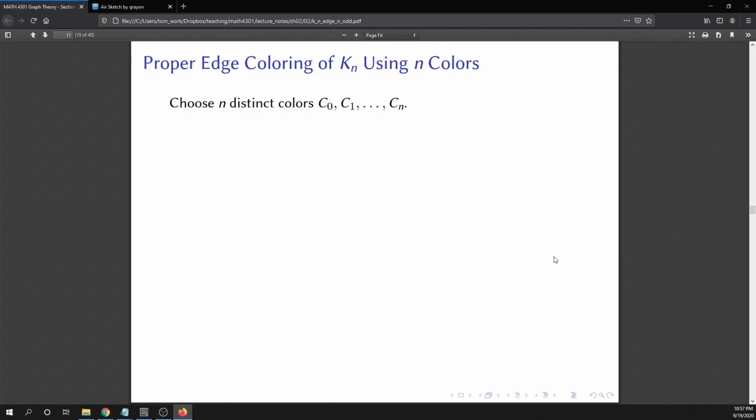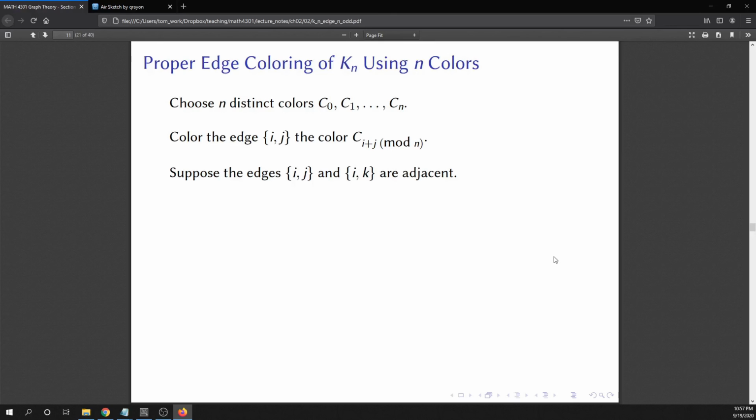All right, and so everything is set up the same. We would choose n distinct colors, C0 through C(n-1). And again, follow the same thing. We are going to color the edge ij the color C sub (i plus j) mod n. Again, here, I probably should have mentioned that the vertices are numbered from 0 to n minus 1, okay? All right, and so we would do that color assignment just that way.